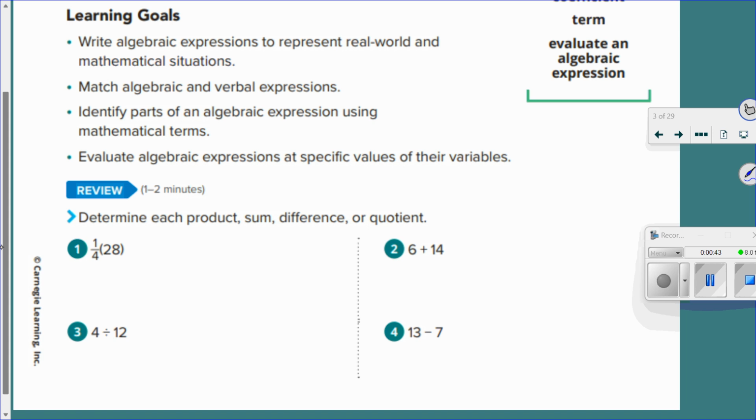Our first part, we're going to determine the product, sum, difference, or quotient. You've only got 4 to do. This should take you all about 2 minutes. Do it by yourself, and then you can compare answers with those at your table if you wish. Go.